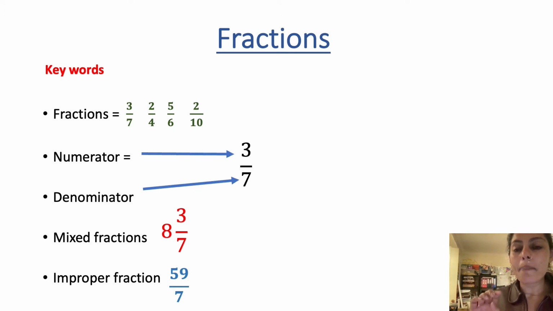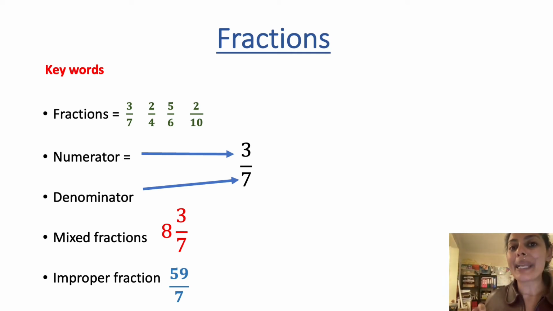Then we have mixed fractions. Now, mixed fractions, it's sort of self-explanatory really, isn't it? Mixed is a combination of two or more things. So we've got a combination here. We have got a whole number mixed with a fraction. So here we've got 8 3/7. So we've got a combination of the two. So that's a mixed fraction. Remember, a whole number and a fraction together.